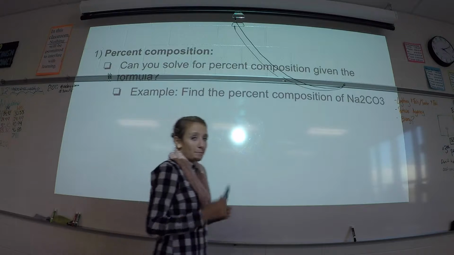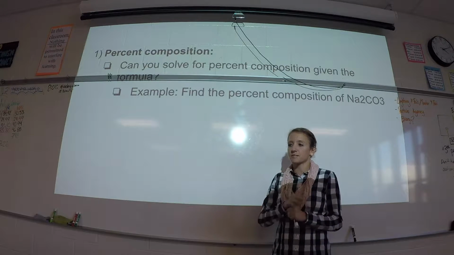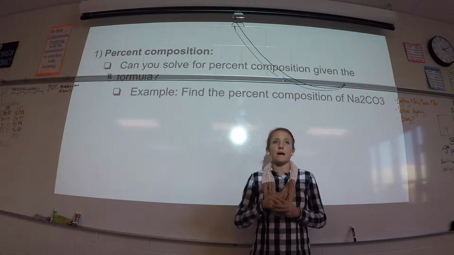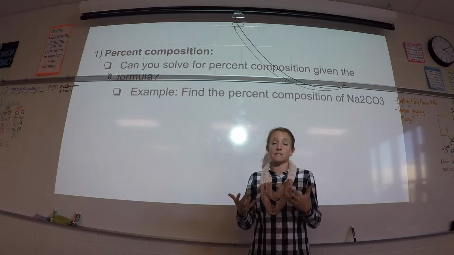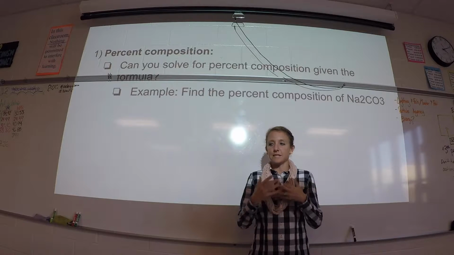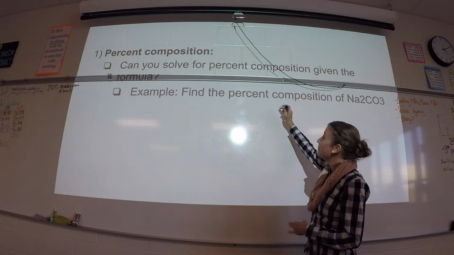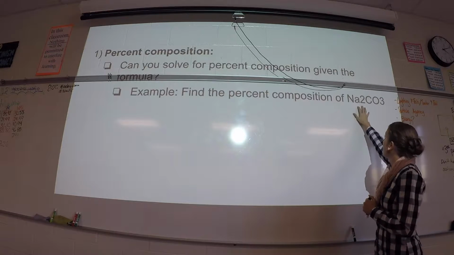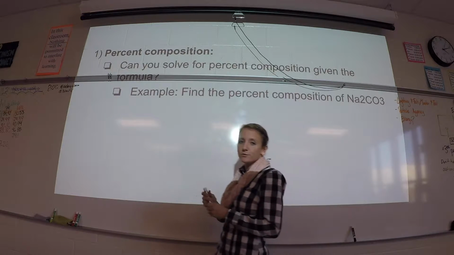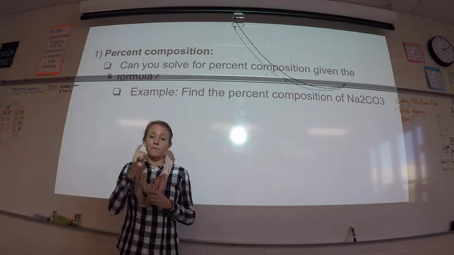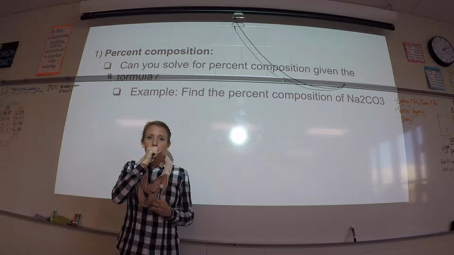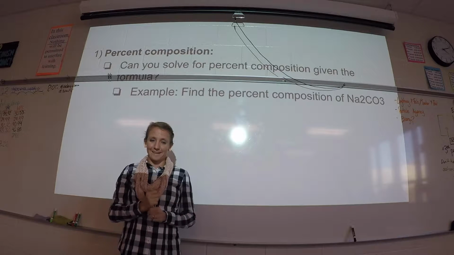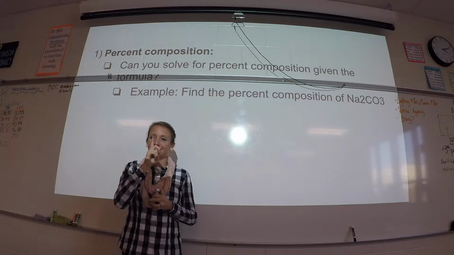Okay, so the first topic that you need to know for the test is percent composition. Percent composition, as a reminder, is where we're finding the mass percent of the elements in a compound. For example, if I wanted to find the percent composition of sodium carbonate, Na2CO3, what we first have to do is, I'm getting ahead of myself. Pause the video, try it on your own, and then press play, and we'll answer it.